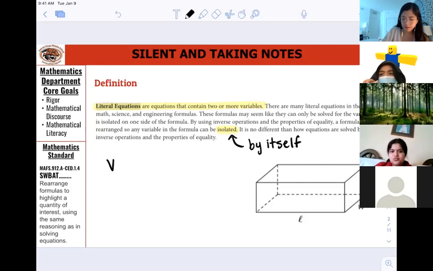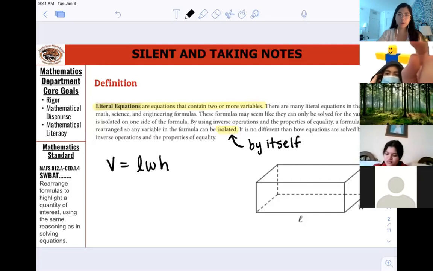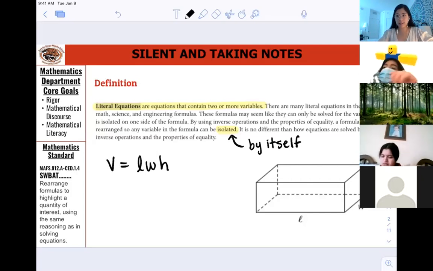Length times width times height. Good. Length times width times height. So notice this right here is a literal equation because all it has is variables. There's no numbers, but it has the V, the L, the W, and the H. So you guys have already seen literal equations before. You just didn't know that they were literal equations. Can anyone think of another type of formula, maybe not for volume, but for something else that could be a literal equation?